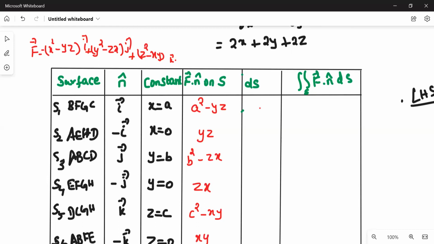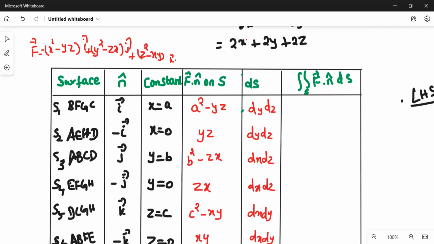What is dS here? dS means the surface, and which variables are involved. So x is constant here, so dx will become 0. So dS is simply dy dz. When x is 0, dx is 0, so dy dz. When y is constant, it is dx dz. Again, y is constant, so it is dx dz. When z is constant, the surface is dx dy.